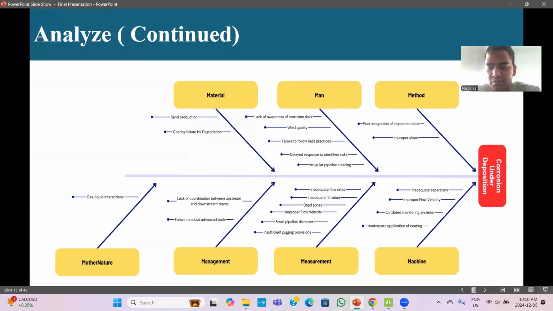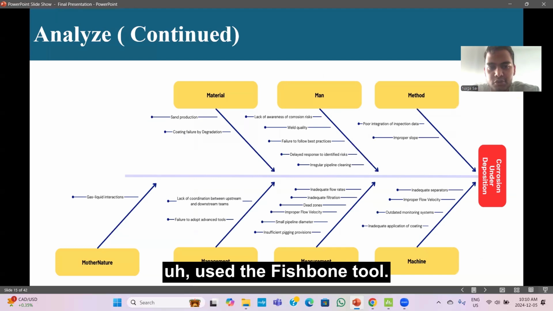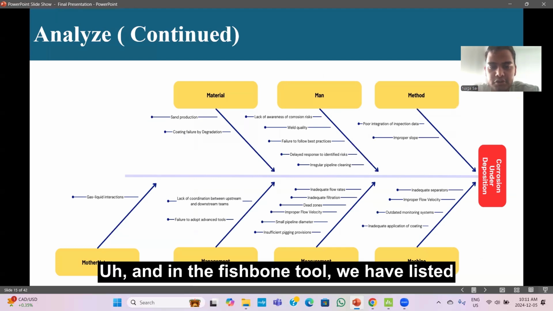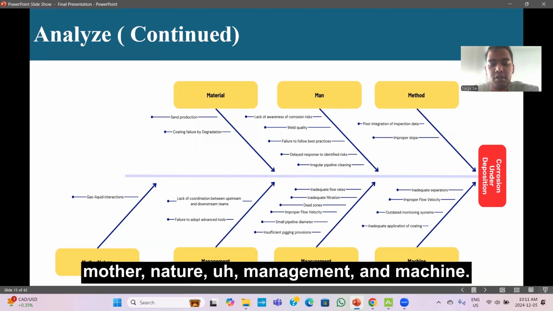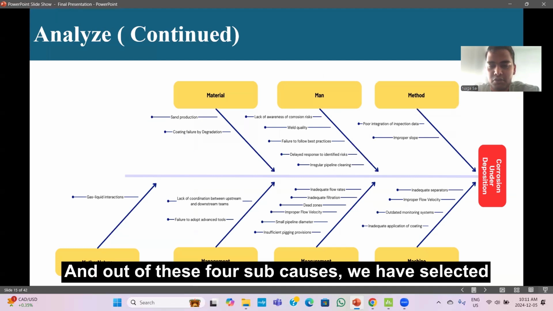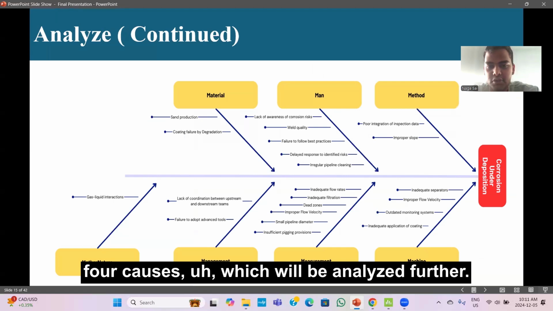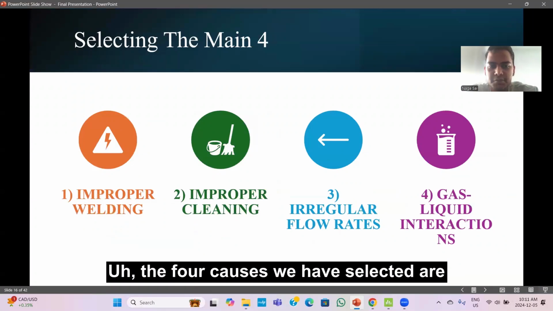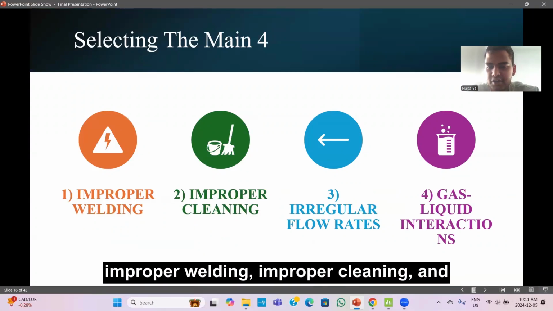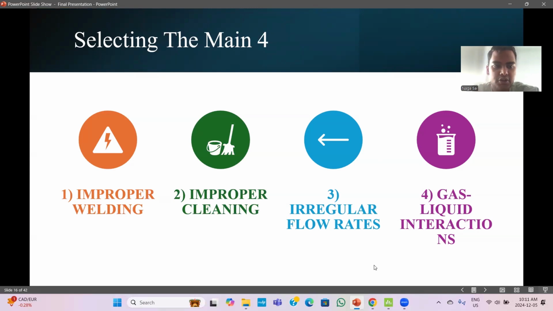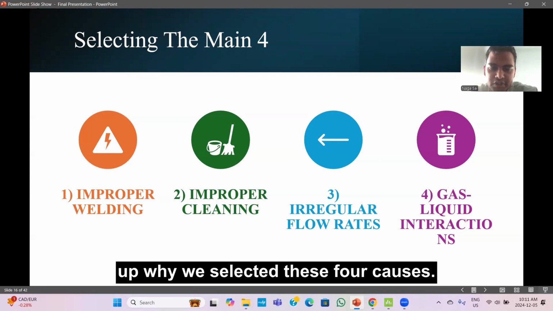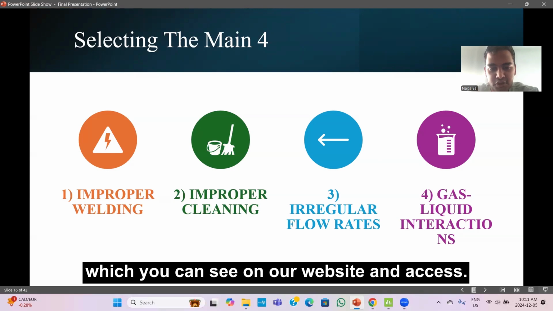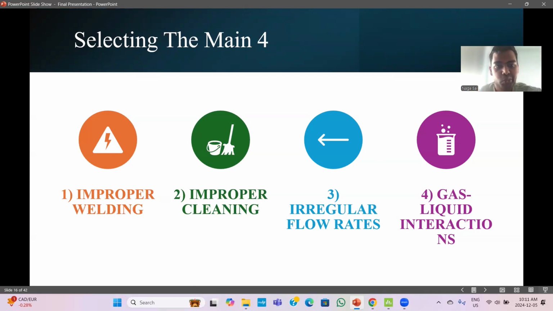In the analyze phase, we have also used the fishbone tool. In the fishbone tool, we have listed out the seven causes: material, man, method, mother nature, management, and machine. Out of these sub causes, we have selected four causes which will be analyzed further: improper welding, improper cleaning, irregular storage, and gas liquid interactions. All the numerical data backing up why we selected these four causes is listed in detail in the report, which you can see on our website.